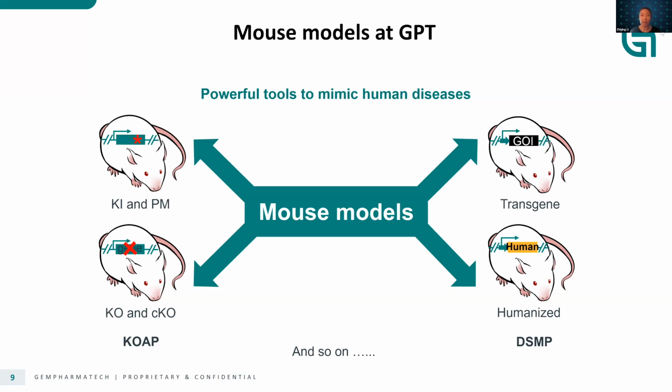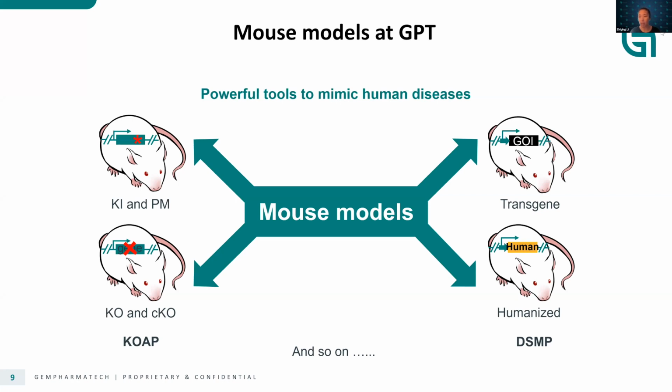We can do KI, which includes point mutations. We can also do KO and CKO. We can introduce human transgene or mouse transgene, overexpression, and targeted expression. We can also do humanization of the mice. Also highlighted for you are the two pipeline platforms, which are KOAP and DSMP.